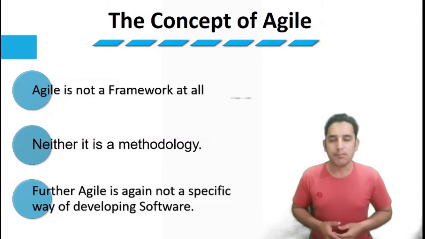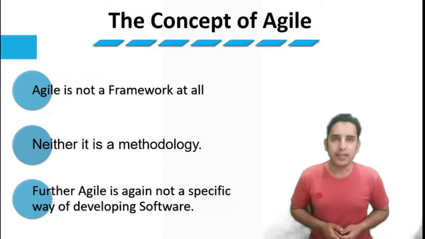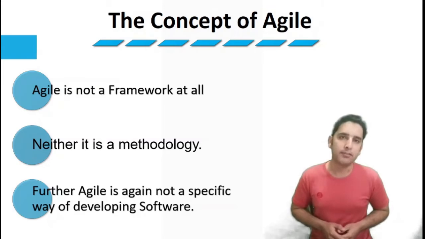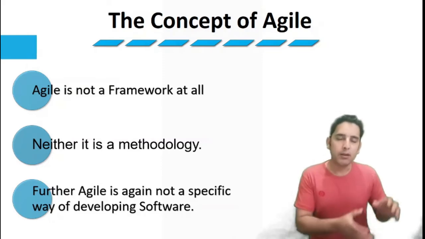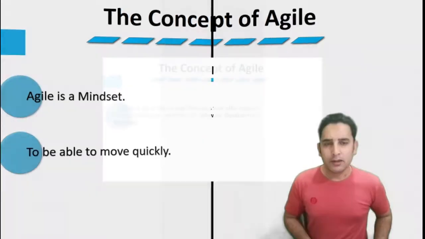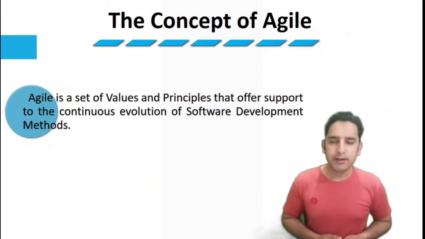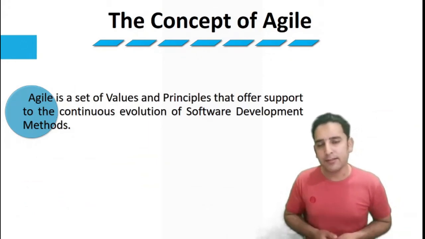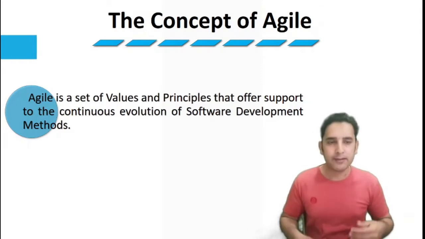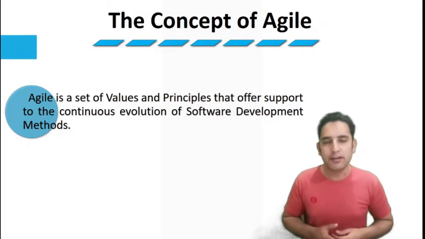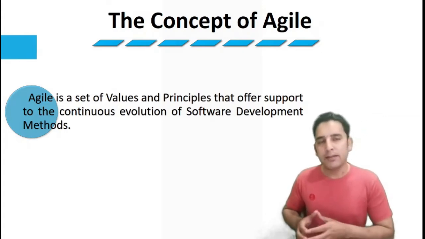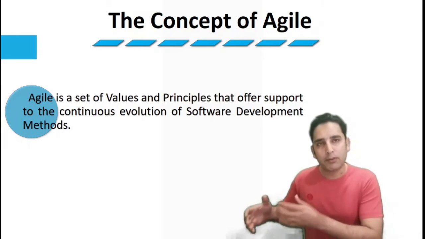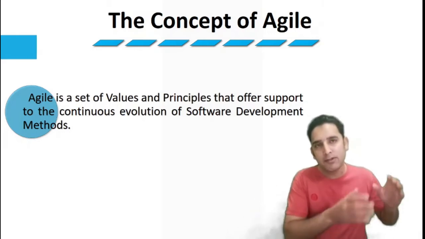Then the question comes to our mind: if none of these definitions actually represents the concept of Agile, then what exactly is the concept of Agile? Let's first see the fundamental concept of Agile, and then we'll move forward with the rest of the detail. So this is more of a formal definition of Agile. Agile is a set of values and principles that offers support to the continuous evolution of software development methods. So in a nutshell, Agile is basically a combination of 4 foundational values and is guided by 12 principles.